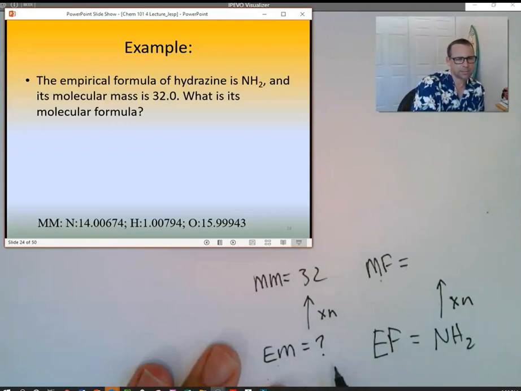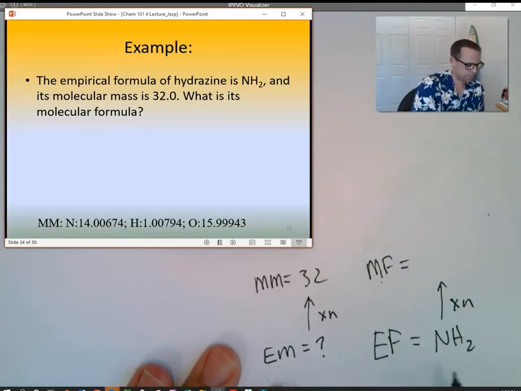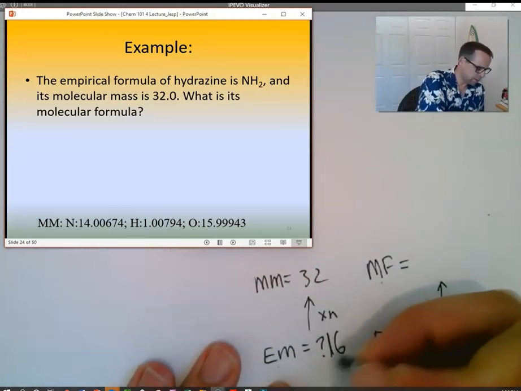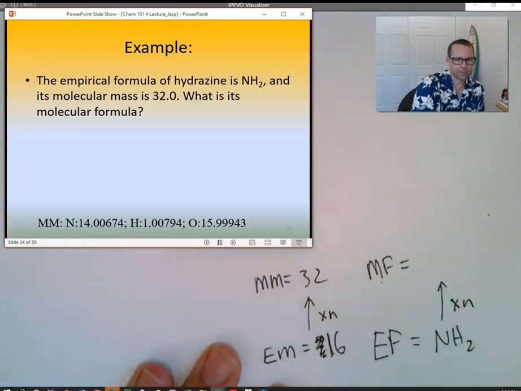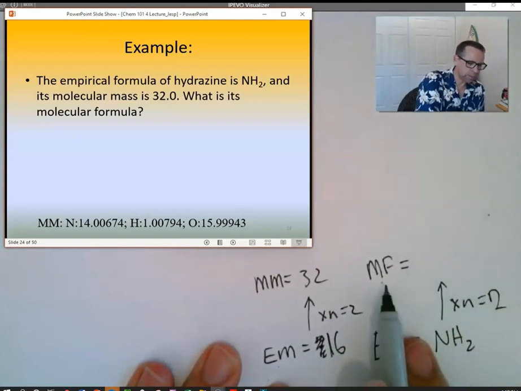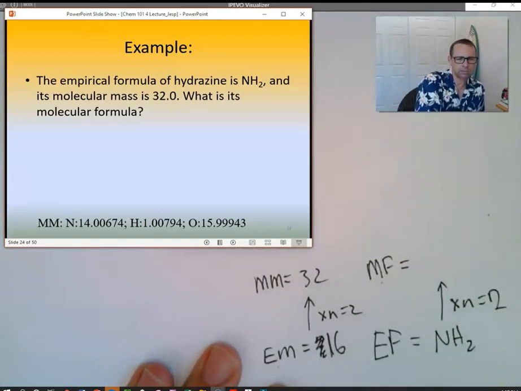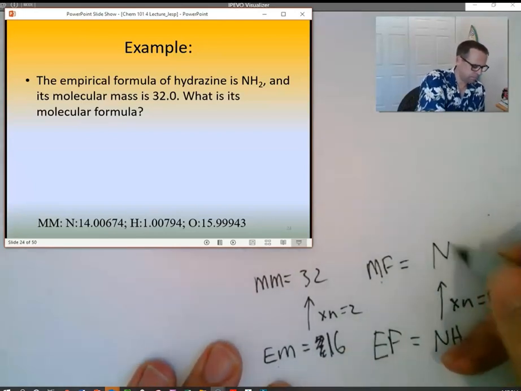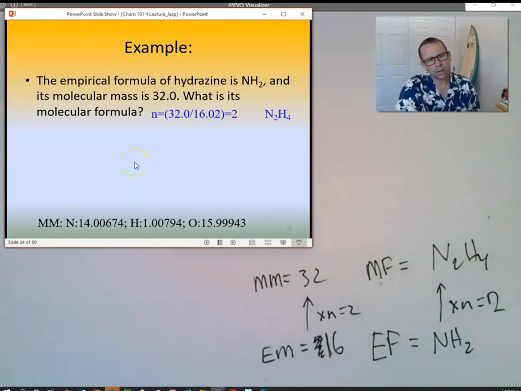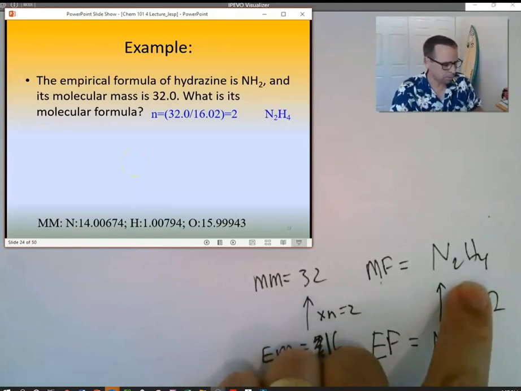Where do we get the empirical mass? There's 2 hydrogen, so that's 2. Yeah, so we add up the masses here, right? 14 plus 2, 16. Very good. 16 is the empirical mass. Very good. Look, we see our multiplier is times 2. So therefore, the same multiplier exists going from the empirical formula to the molecular formula. So what should it be? N2H4. Very good. So that tells us that our molecular formula is N2H4. Fabulous job.